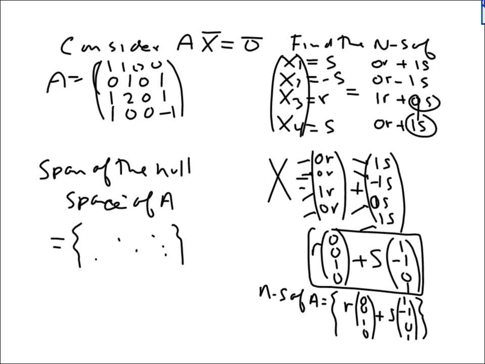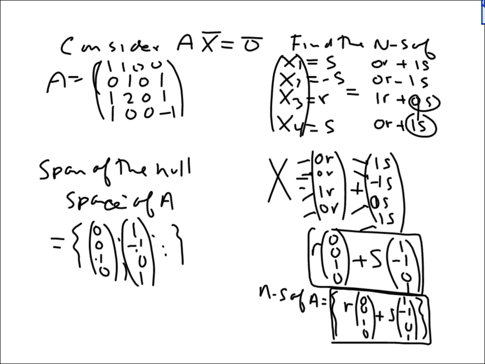Well, I want to get this. I want to get that. What vectors span the null space? The answer is those two vectors without the R and the S. If you take the span of those vectors, you'll get all those vectors.